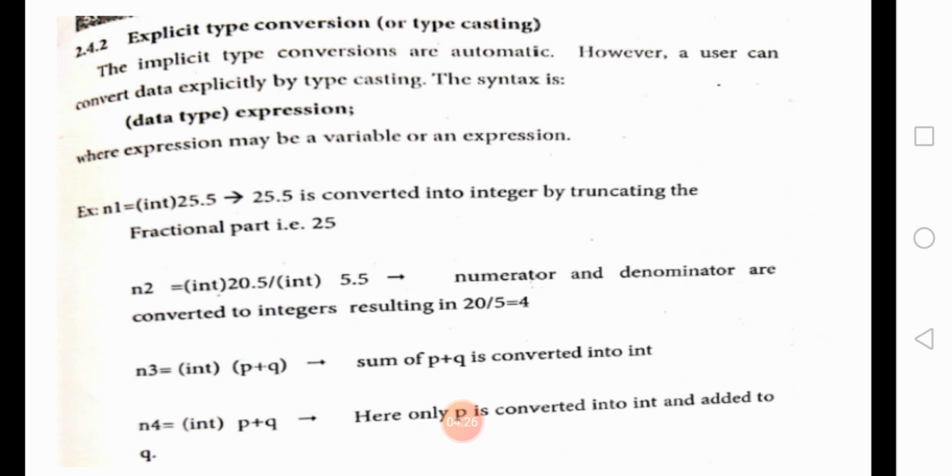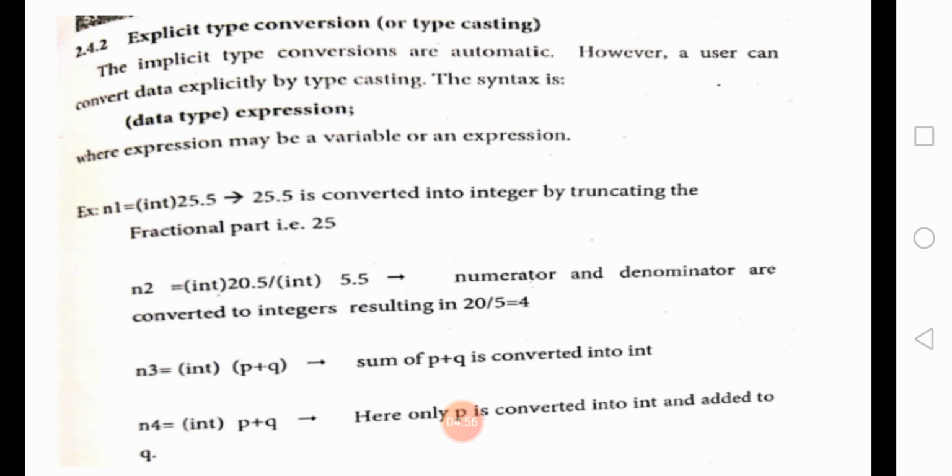Example: n1 equals int(25.5) tends to 25.5 being converted into an integer by truncating the fractional part, that is 25. n2 equals int(20.5) divided by int(5.5) tends to the numerator and denominator being converted to integers, resulting in 20 by 5 equals 4. n3 equals int(p plus q) tends to the sum of p plus q being converted into int.